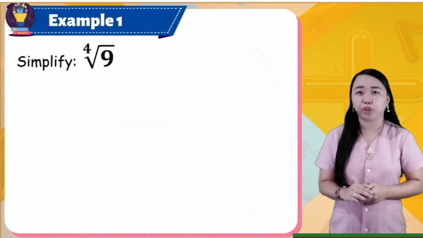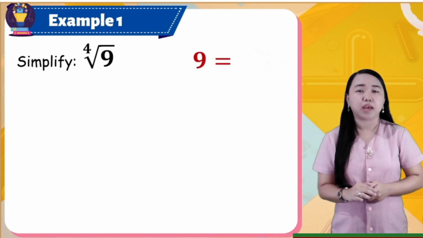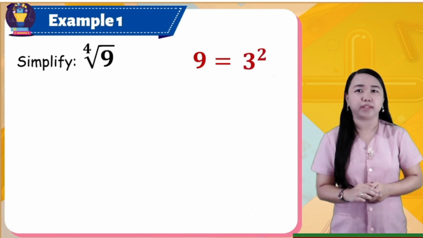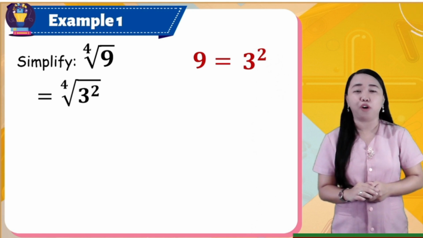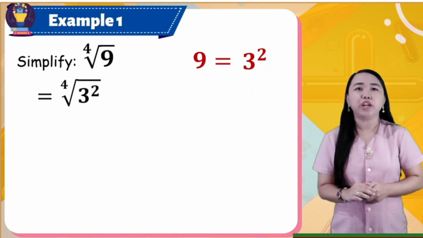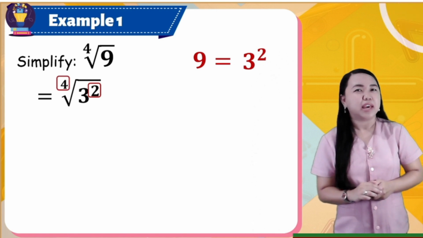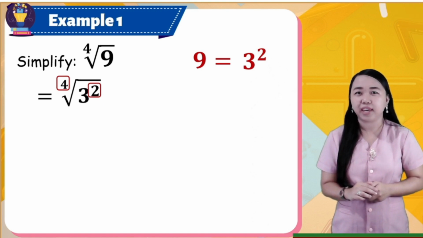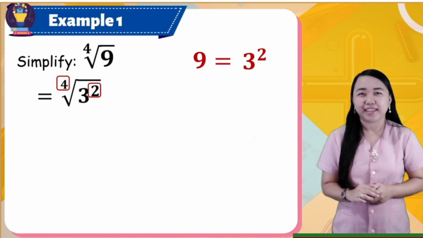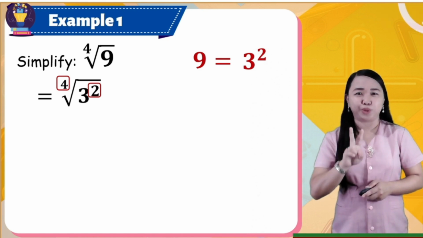Simplify fourth root of 9. In this example, the radicand 9 is a perfect square and can be expressed as 3 squared. Thus, we can rewrite the radical as fourth root of 3 squared. The exponent of the radicand is 2 and the index is 4. Is there a common factor between the exponent of the radicand and the index? Yes, there is. The common factor is 2.